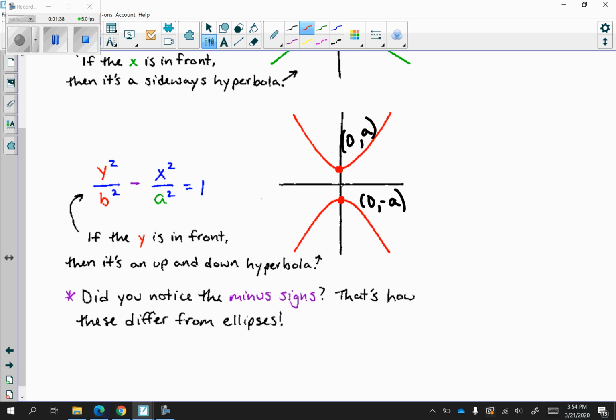Again, did you notice the minus sign? That's how these differ from ellipses. The minus sign is in between. That's how you can figure out that it's a hyperbola. And again, it's always still equal to 1.